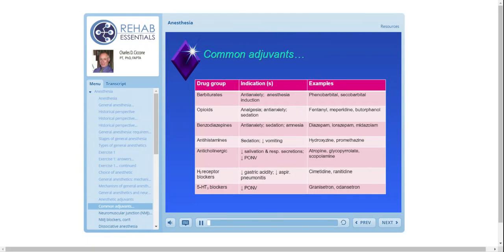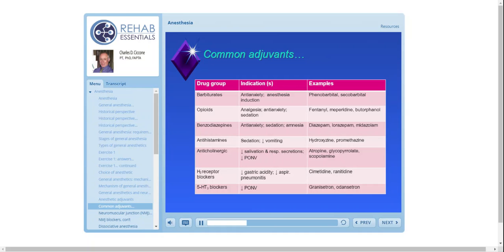So here we see a chart of some common helper drugs, adjuvants to the general anesthetic. On the left, for instance, the barbiturates. They can be given to decrease anxiety, to allow a better induction or beginning of the anesthesia. So drugs like phenobarb, secobarb are really good for this. The opioids are nice because they can decrease pain before the surgery at the same time that they decrease anxiety and cause some sedation. You can see fentanyl, meperidine, and so forth.